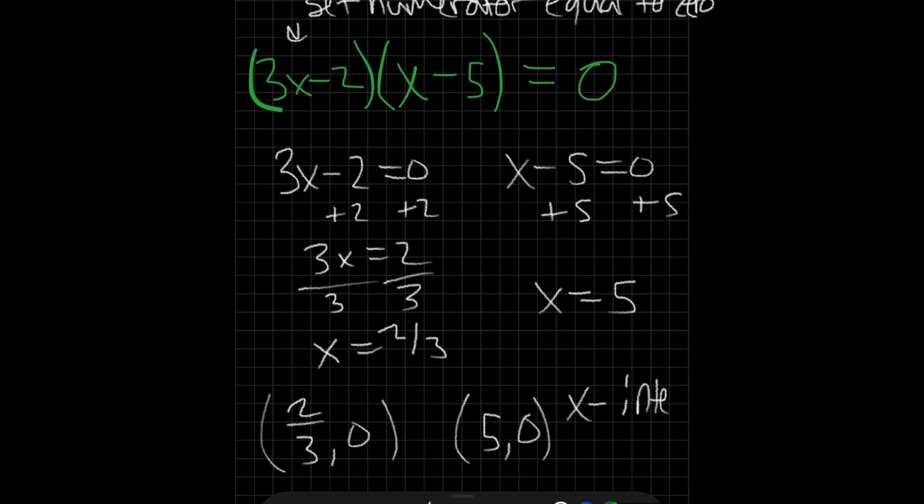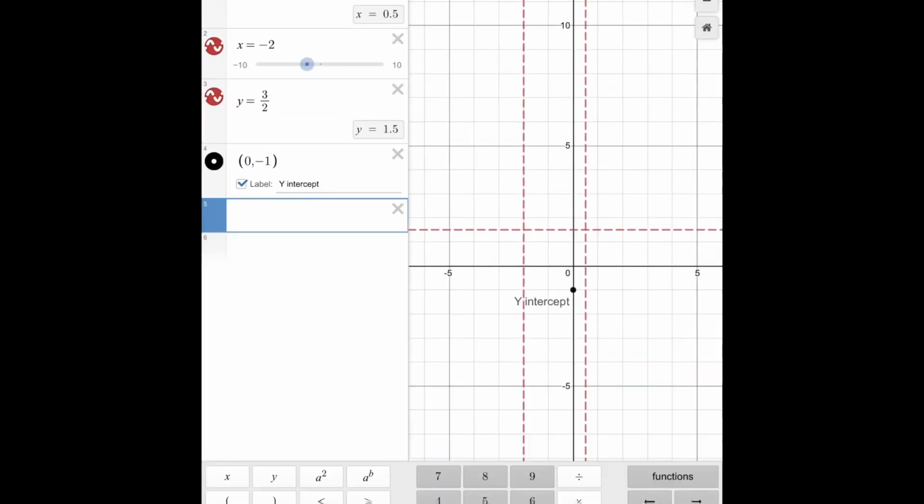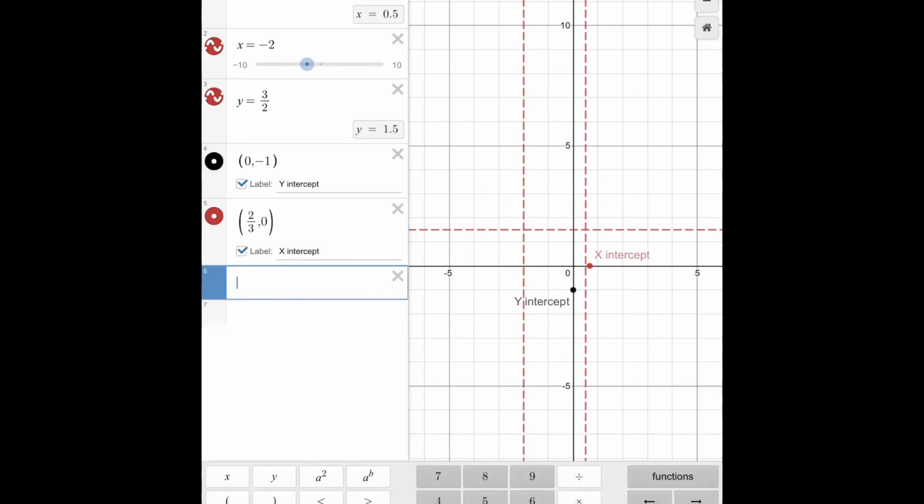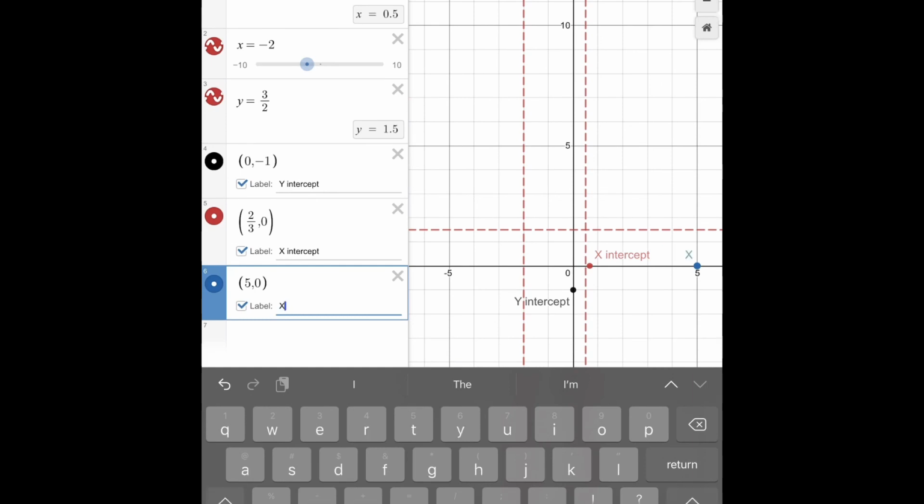These are our x-intercepts. And I'm going to go ahead and plot those into Desmos. 2/3, 0, and 5, 0. So we have our point (2/3, 0). That's an x-intercept. And then our point (5, 0). And that's also an x-intercept.